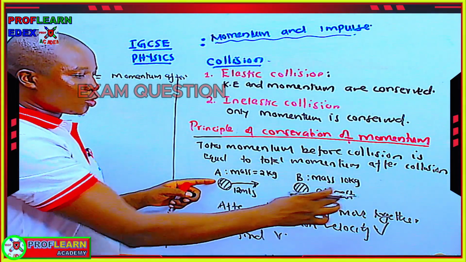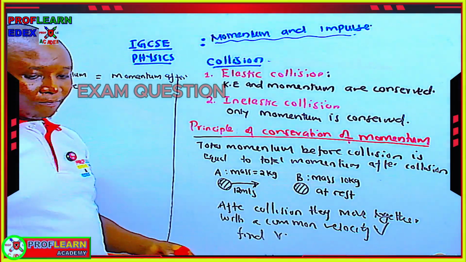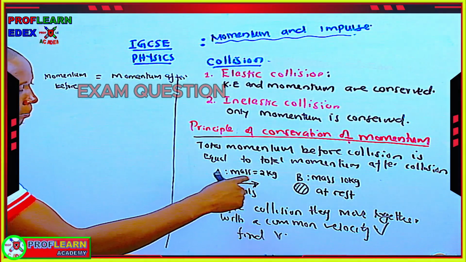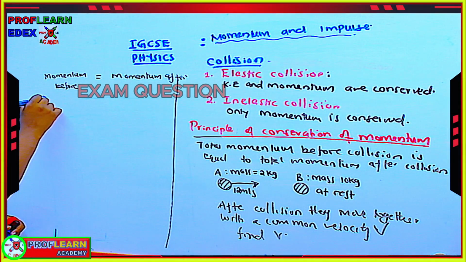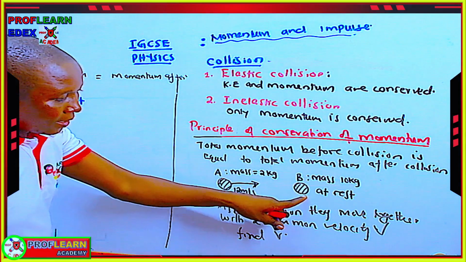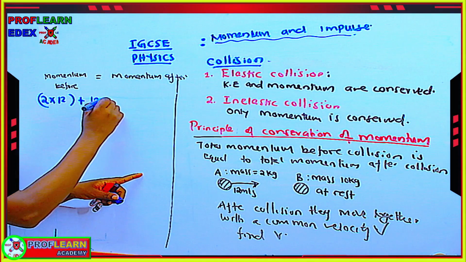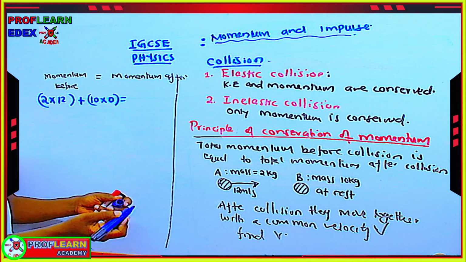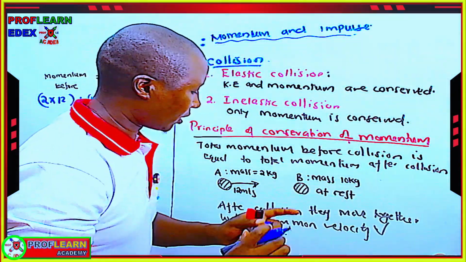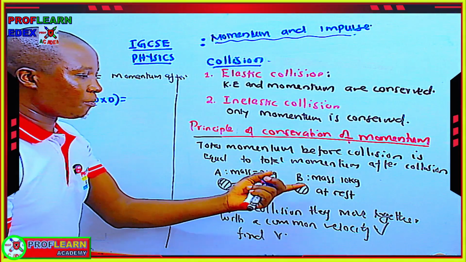Now, before these two bodies collide, this one is moving and this one is not moving. So we can ascertain and say momentum for this one before colliding was 2 times 12, plus this one, it wasn't moving, so we shall use the mass 10 times 0, because the velocity was 0. But when they collided, they moved together with a common velocity, meaning the velocity of A will be V, and also the velocity of B will be V.